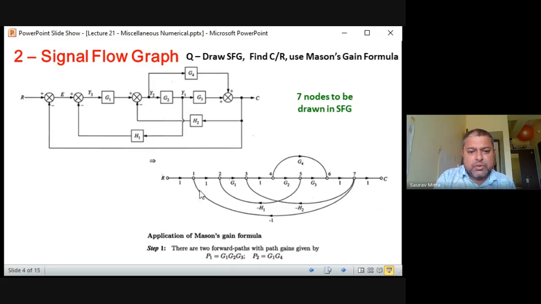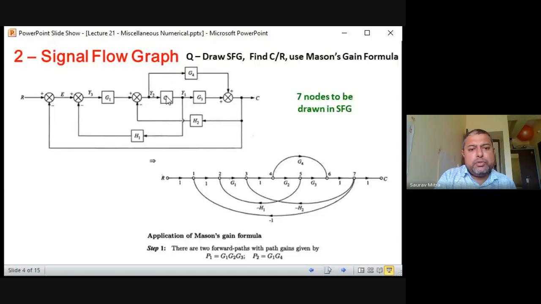So from this node 7 to node 1, there is a unity feedback, and it's a negative feedback. So this is minus 1. From 7 to 1, there is a negative feedback like this. Okay, and then you can see 6. And so 1, 2, 3, 4.